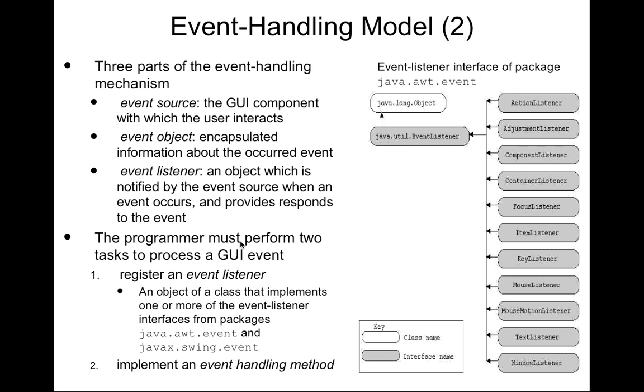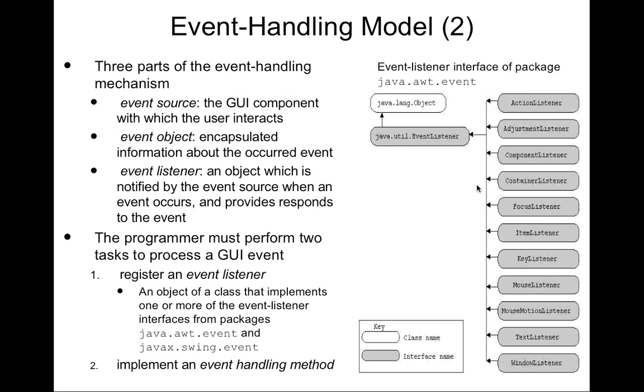So a programmer has to perform two tasks to process the GUI event. Register an event listener, which is an object of a class that implements one or more of the event listener interfaces from awt.event or swing.event. And then implement a handler method. So we have a method that's going to be implemented to handle the event when the event occurs and the object is registered.